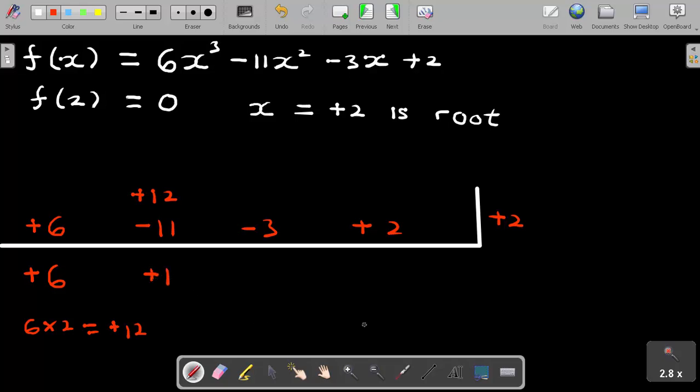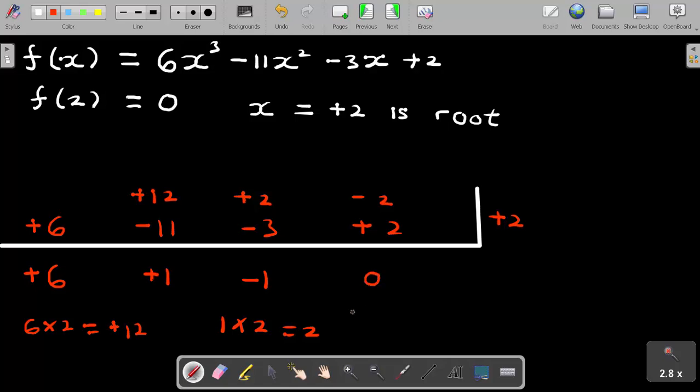Again, multiply positive 1 times 2. So 1 times 2, we get 2. The 2 which you get, you add it here. So plus 2 here. Then 2 plus negative 3, I get negative 1. Negative 1 times 2, I get negative 2. I put it here, negative 2. Negative 2 plus 2, I get 0 now.